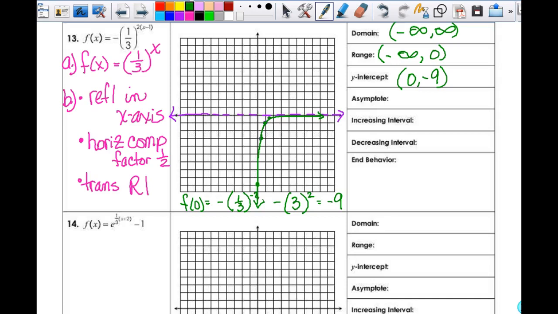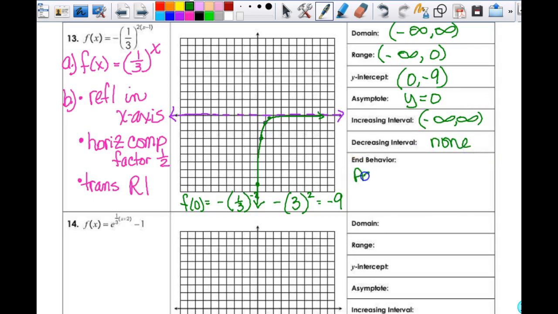All right, and then the asymptote, I know, is y equals 0. Is it increasing anywhere? Everywhere, right? Negative infinity to infinity. And it's decreasing none.